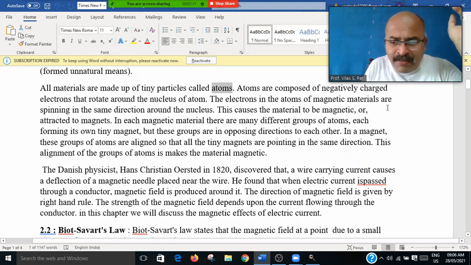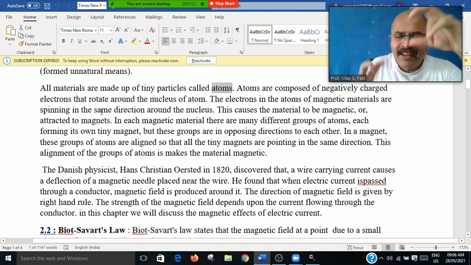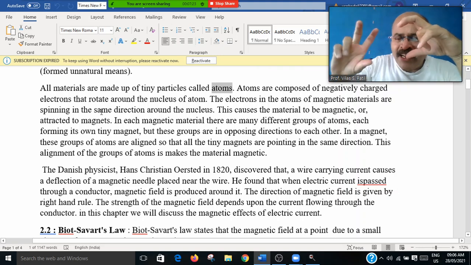The electrons in the atom are magnetic due to the spin. We know that there is the spinning and orientation.